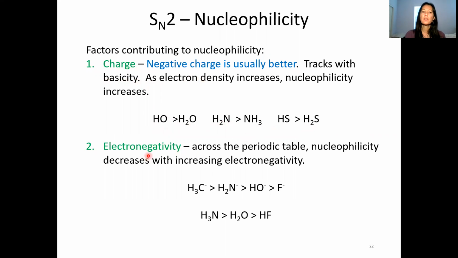The other thing is electronegativity. You want your nucleophile to not be as electronegative, because more electronegative means it's holding on to its electrons more, or holding on to that electron density more. So the more to the left on the periodic table is better. So CH3 minus is better than NH2 minus, all the way to F minus. That's the worst in this range. That goes for the neutral nucleophiles as well.